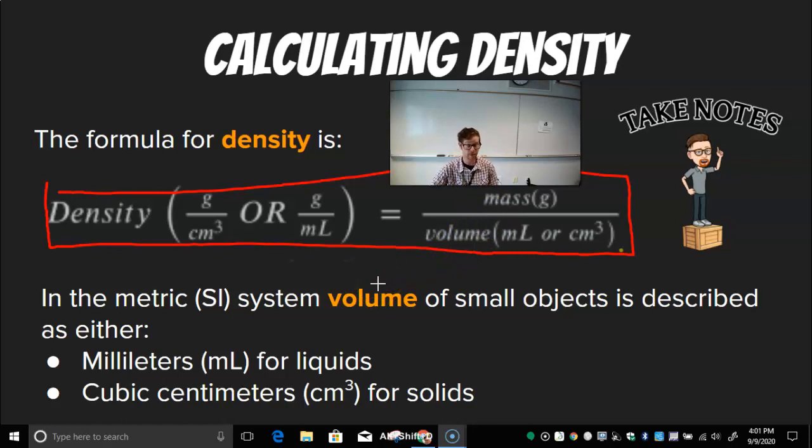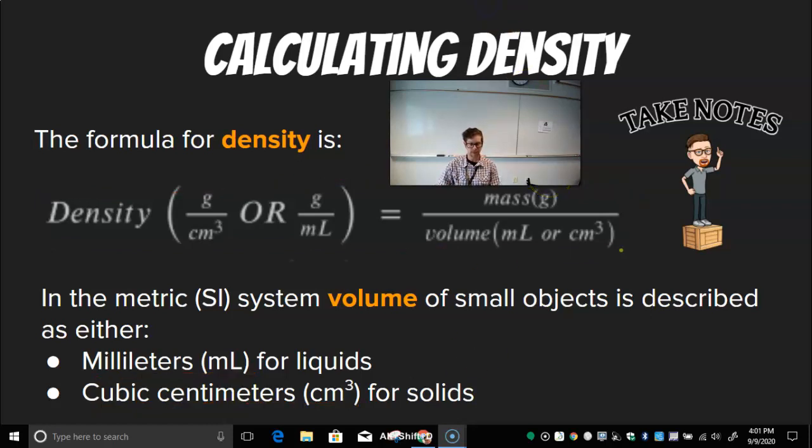Talking about the volume first, when we are measuring smaller objects, we usually describe them either in milliliters, little m, big L, for liquids, or cubic centimeters, which is centimeters with a superscript of 3, if it's a solid. Those two, note, are the same thing. I will emphasize that again later on. Those are the same measurements. We just have one way for doing it for liquids, one way for doing it for solids.